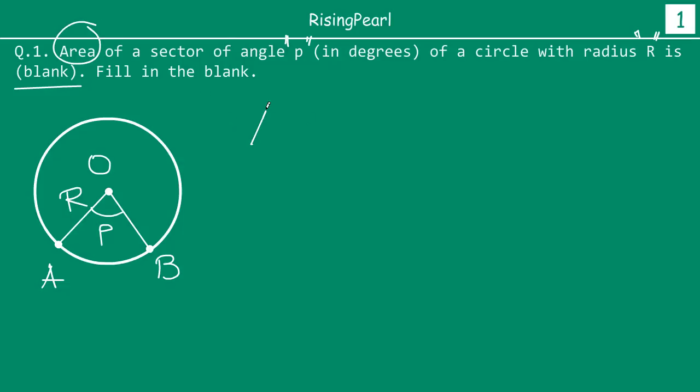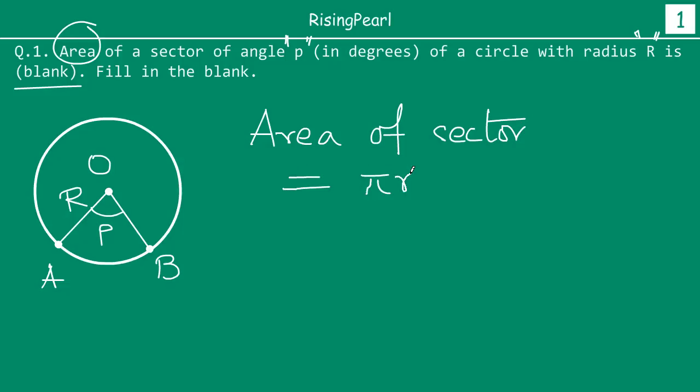So we have seen in our last few webisodes that we have a formula for the area of a sector. Area of a sector is given by pi r squared divided by 360 degrees times theta, where theta is the angle subtended at the center by the arc AB in this case. So if AB is subtending the angle P, in this particular example theta is equal to P.